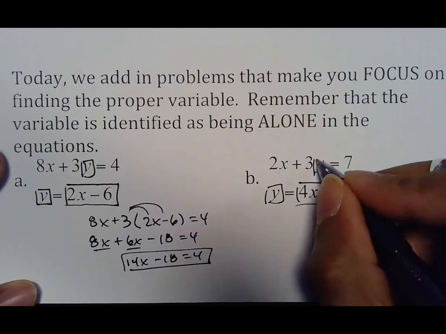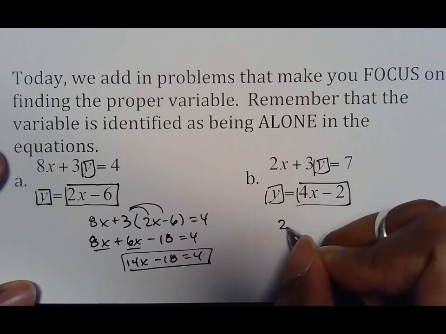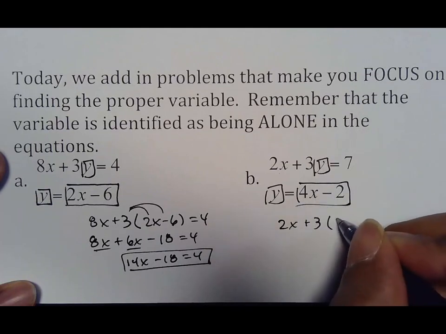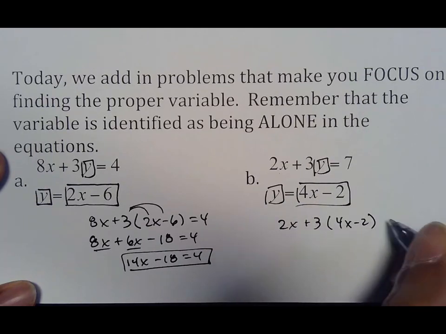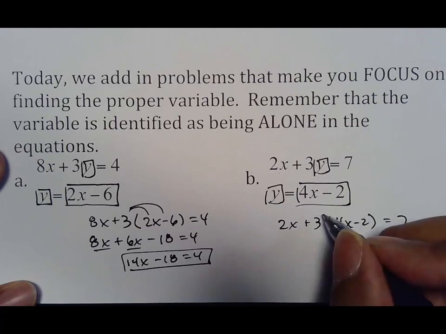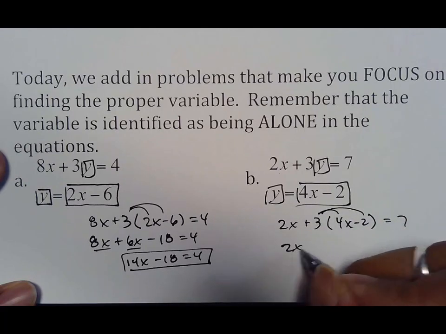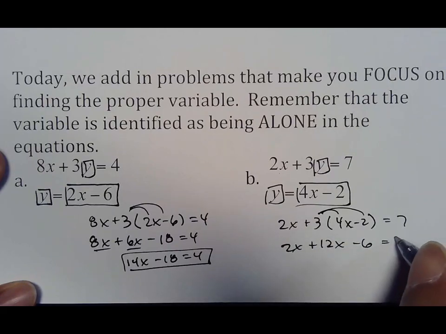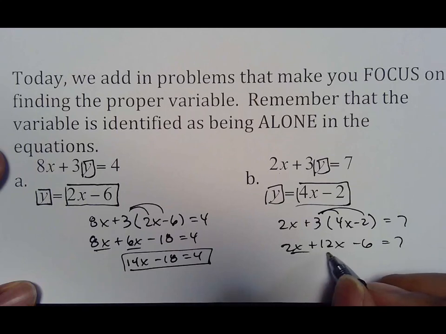And so we're going to put this up for y, and then we put 2x plus 3 because that's what's in front of the box. We swap out our y for 4x minus 2. We then put down the other equation box, which is equals 7. We then distribute, so 2x comes down plus 12x minus 6. We then combine like terms. 14x minus 6 equals 7.